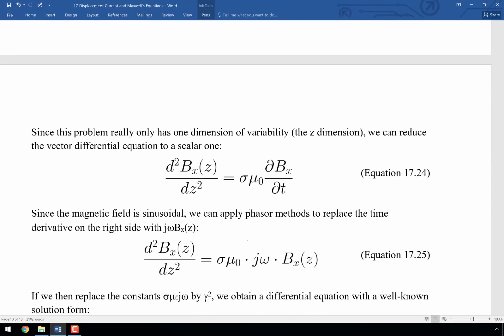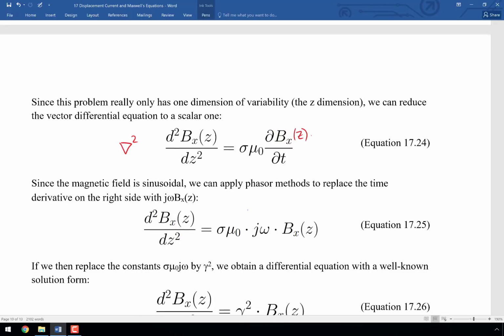Since this problem really only has one dimension of variability, which is the vertical or z dimension in this case, we're going to reduce the vector differential equation to a scalar one. Remember that the left-hand side used to involve a Laplacian operator. Since there's only a z dependence, we're going to reduce that down to a single second derivative with respect to z. The right-hand side, of course, remains unchanged, but it's now just B sub x of z.